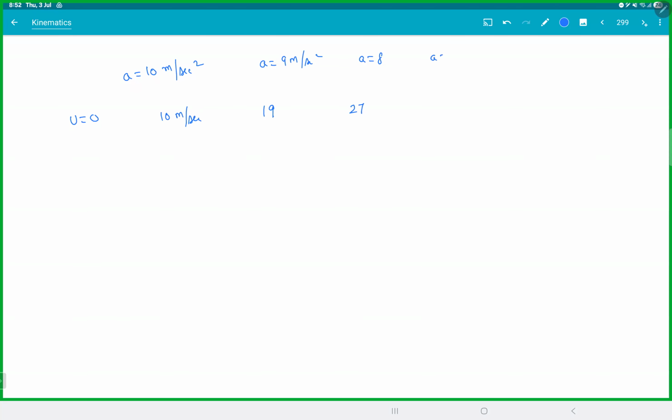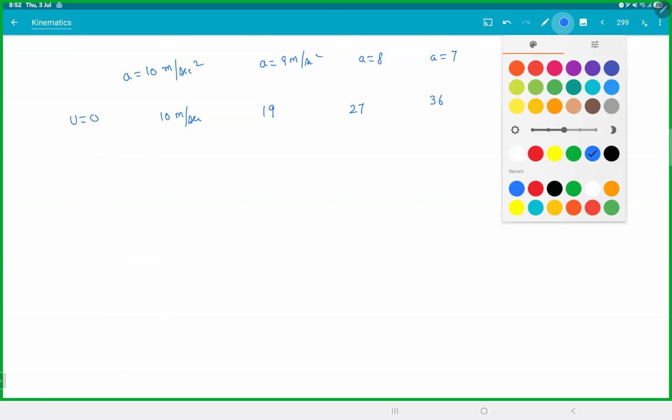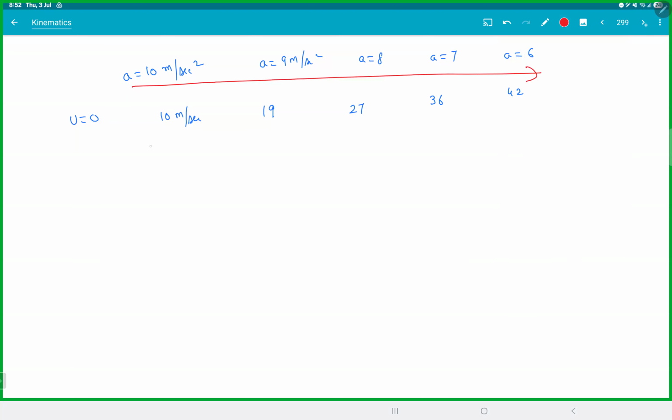If your acceleration becomes 7, then your velocity becomes 36. If your acceleration becomes 6, then velocity becomes 42. Did you notice something? Acceleration is decreasing, but speed is still increasing, isn't it? It is not increasing as fast as before. Are you getting the meaning of this?